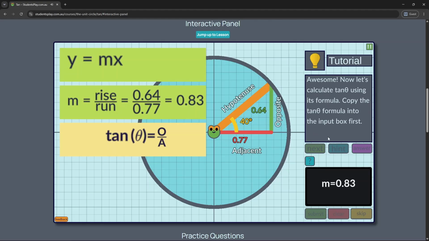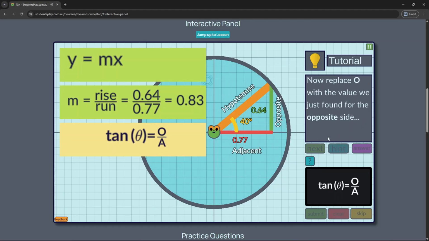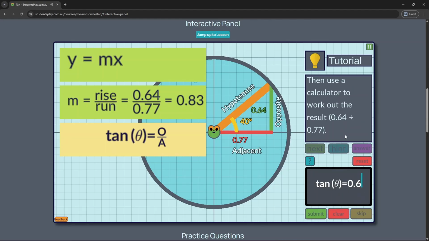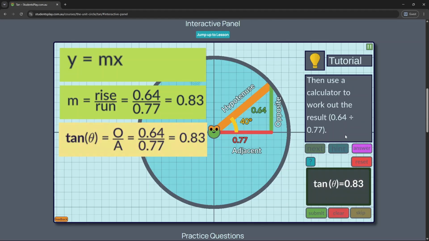Cool. Awesome. Now let's calculate tan theta using its formula. Copy the tan theta formula into the input box first. So tan theta equals capital O over capital A. Now replace O with the value for the opposite side, 0.64. And then replace A with the value for the adjacent side, 0.77. Interesting. Then use calculator to work out the result. Oh, we just did that. So it's the same thing. So it'll just be 0.83 again.